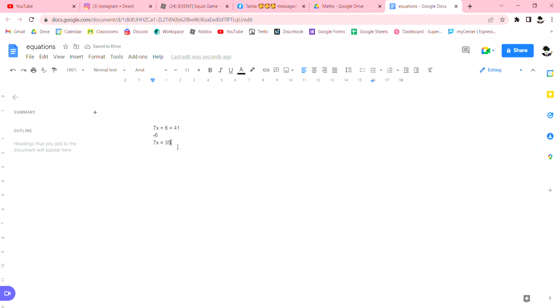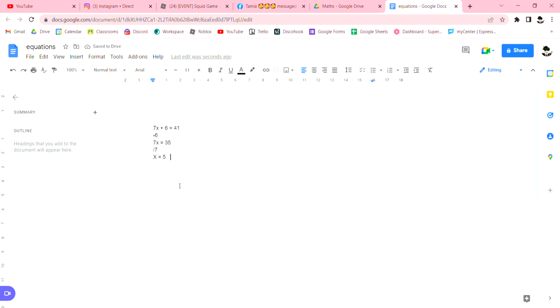Now you've got 7x equals 35. When you have a 7x here, you want to divide by this 7 to get it off the x. So we divide 35 by 7, and we end up with x equals 5, and that is x. That is all you have to do. That is the most simple equation you'll come across.